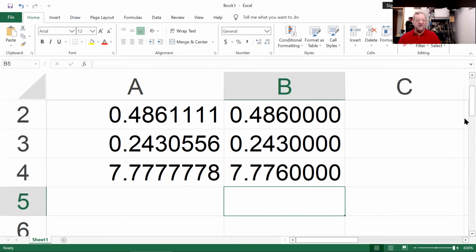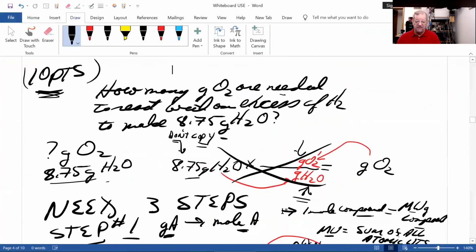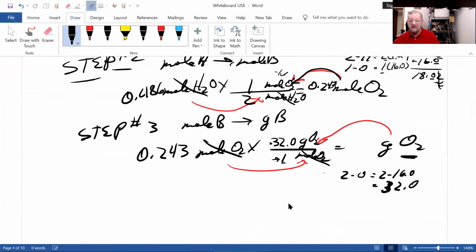And notice if you round it off to 3 significant figures, you get the same answer. You don't always get the same answer either way, but here you get 7.78. Sometimes they're different. I'll write it again, 7.78. And that's how you do it.